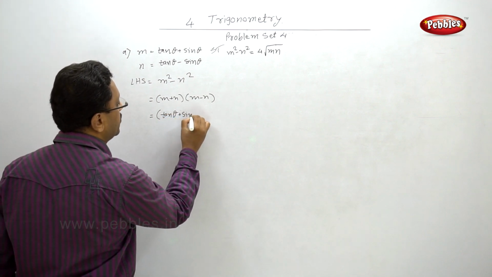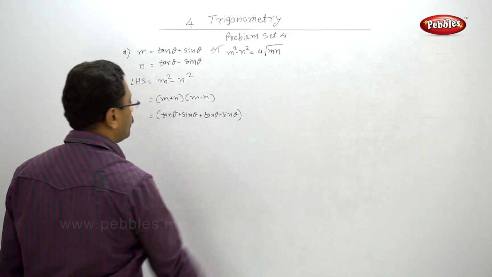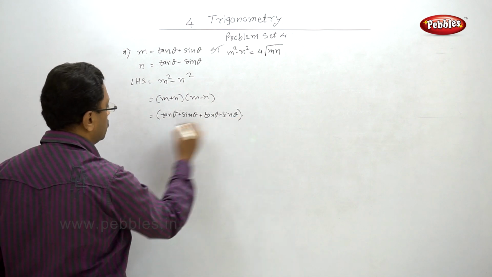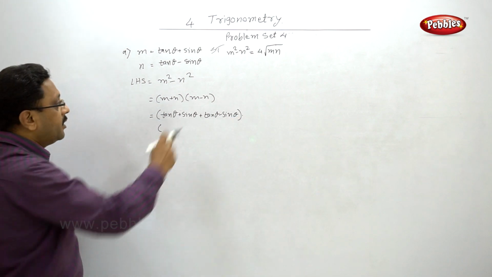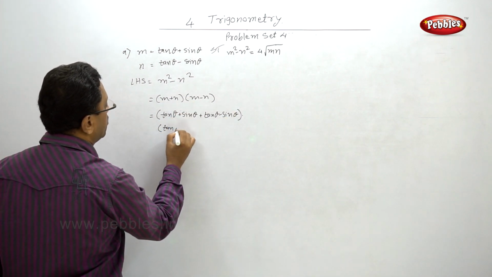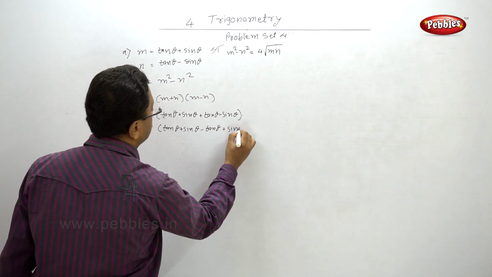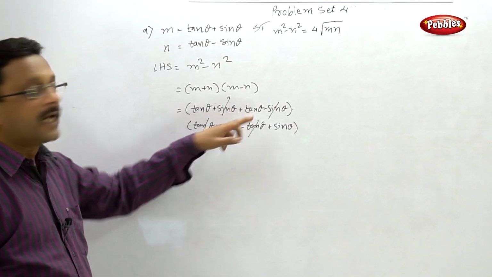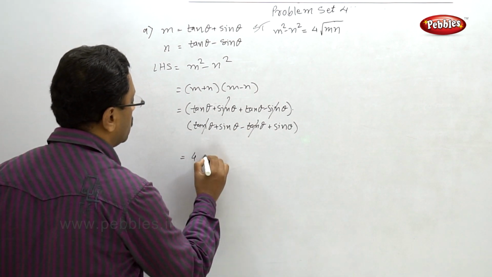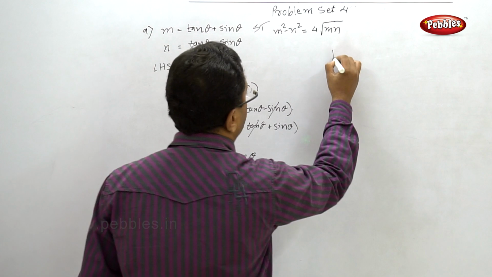Tan theta plus sin theta plus tan theta minus sin theta, and the second bracket I am not writing beside it because I want that space, so I am writing it just below this. It is not a denominator, I am just not increasing the length. Okay, and here m minus n, tan theta plus sin theta minus tan theta plus sin theta. So here I will have 2 tan theta into 2 sin theta, that is 4 into sin theta tan theta.